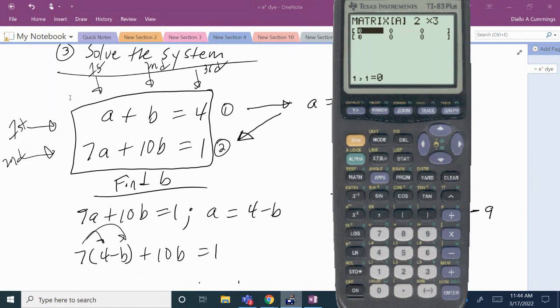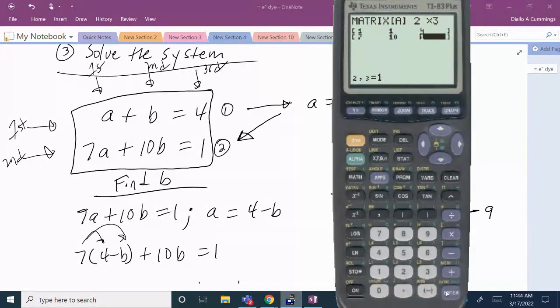Next, I'm going to put in the coefficients, right? So the coefficient for a is 1, the coefficient for b is 1, and then the constant is 4. So I'm going to put in 1, enter, 1, enter, and 4, enter. I'm going to put in the coefficients for our second row, which are 7, 10, and 1.